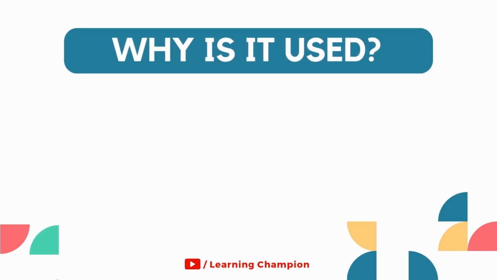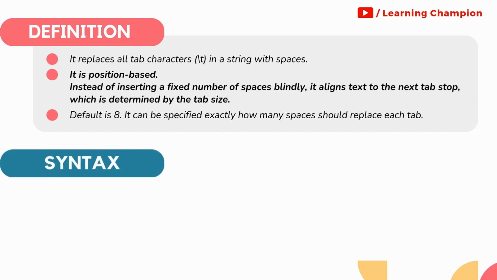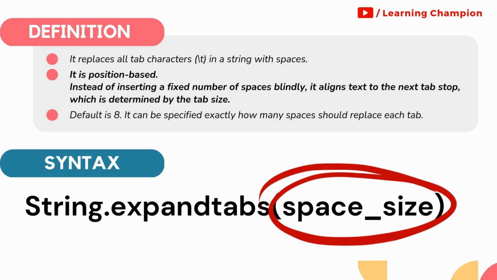Why is it used? This method is useful when working with text files that use tabs for indentation, but you want to standardize the formatting by replacing those tabs with a consistent number of spaces. The syntax of this method is string.expandtabs(space size). Here, string is the string containing tab characters you want to replace, and it has one parameter, which is space size.